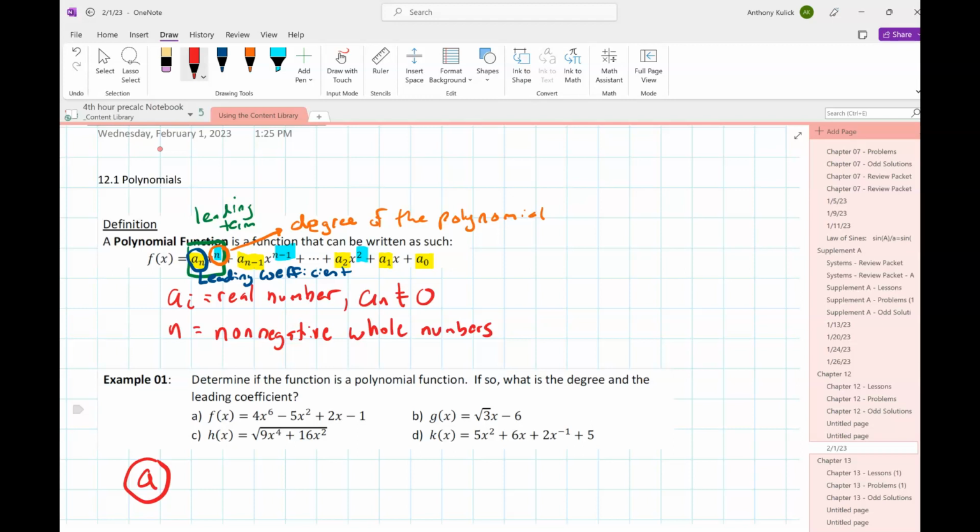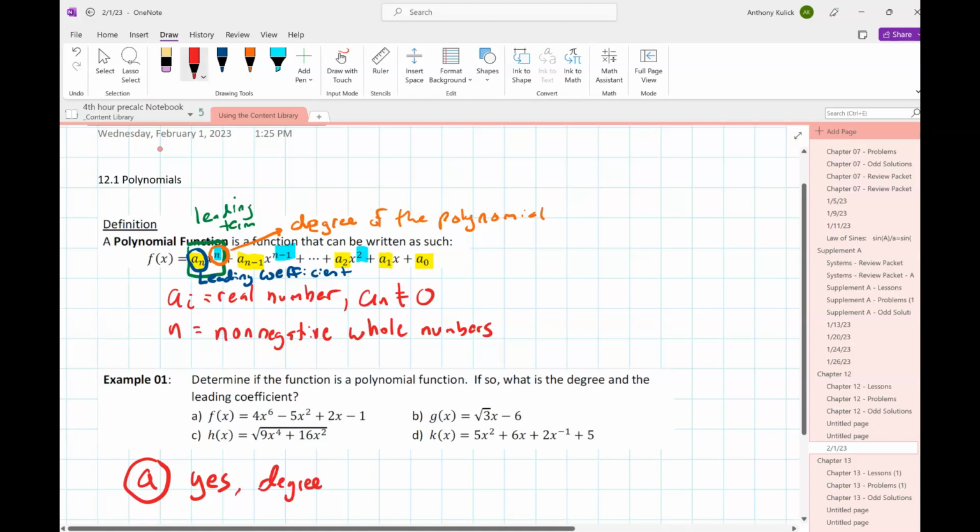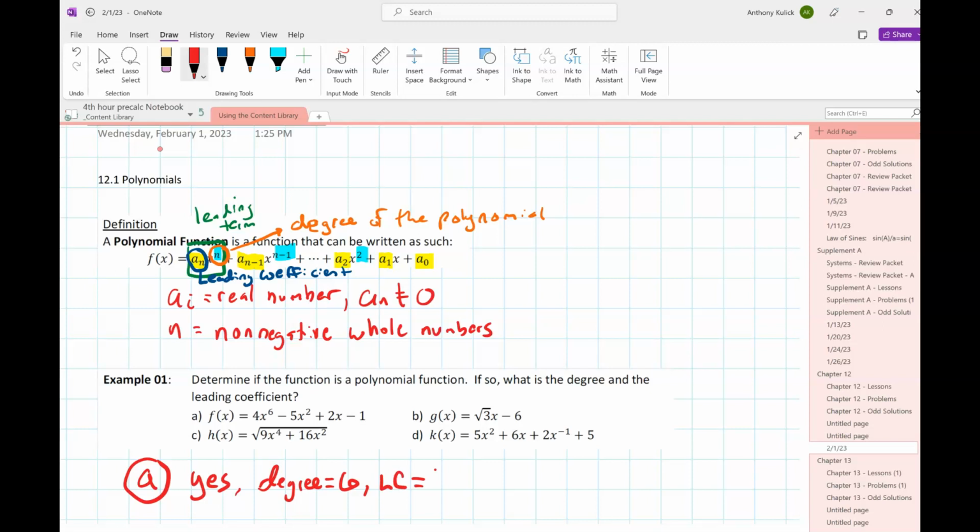Is that a polynomial? Go ahead and shout it out if you know. Yes. Great. What we're looking at is making sure the coefficients are all real numbers, the exponents are all non-negative, and the only thing going on is addition or subtraction of terms, so that looks good. What's the degree for this polynomial? 6, and the leading coefficient is 4. Everybody's happy with that? Okay.